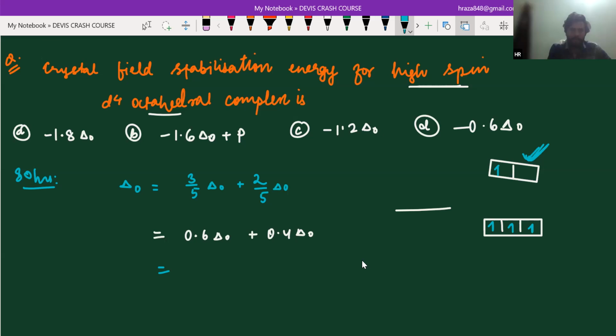Easy, easy. How many electrons do you have? One electron, and one electron will have energy this much. So 0.6 into one electron. Are you getting my point? And this one is 0.4. And how many electrons does it have?